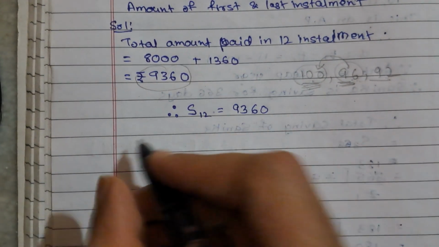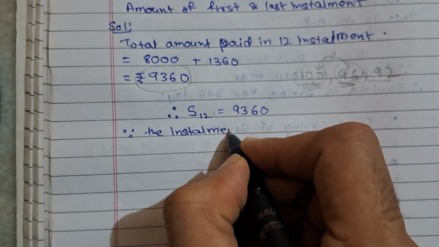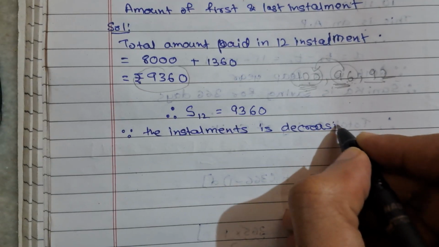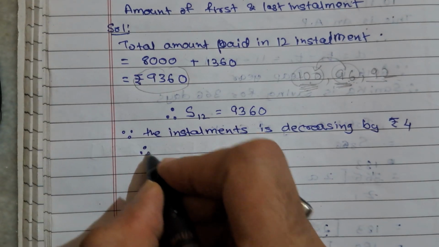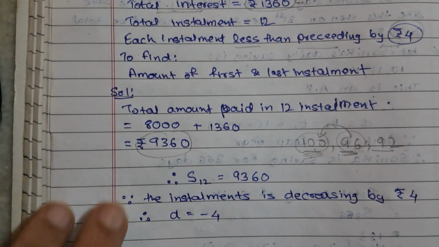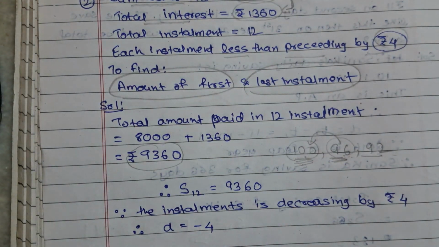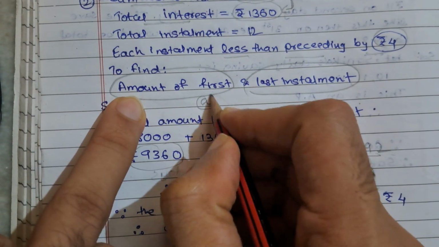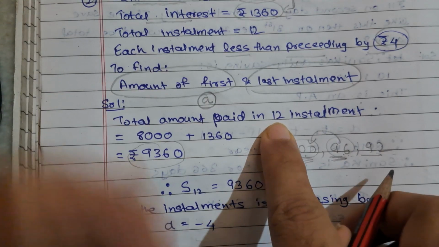So I will say since the installments are decreasing by rupees 4, therefore D is nothing else but minus 4. Okay, now let's go to the ultimate aim over here. What I need to find is the first and the last installment. So let's see how to find them. What do you mean by first installment? First installment is nothing else but A, right? A you need to find. And last installment, last means there are how many installments, by the way? 12 installments. Means T1, T2, T3, T4.